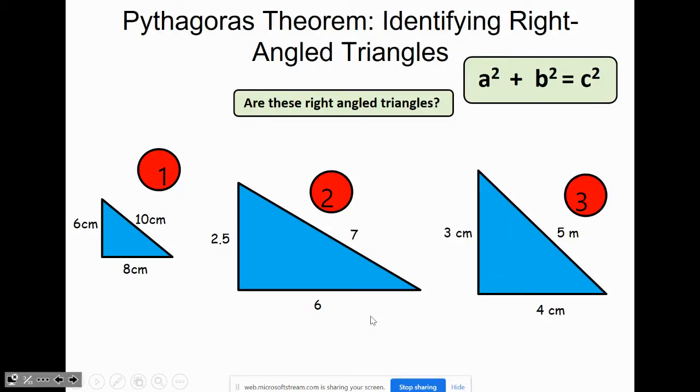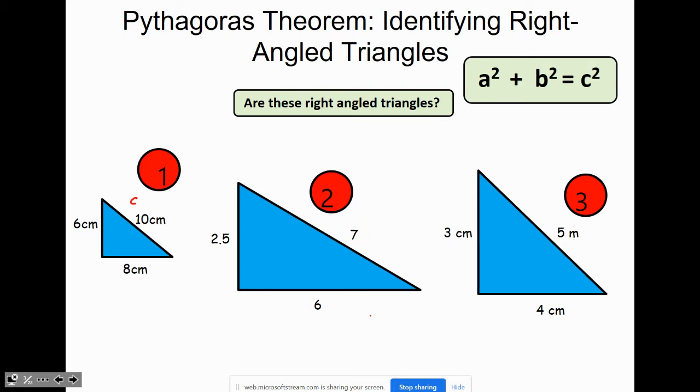So how do I identify a right-angled triangle using Pythagoras theorem? Well, if we have a right-angled triangle, then the rule for Pythagoras theorem will be true. So the first thing I'm going to do is identify if these are right-angled triangles, where the hypotenuse, or C, would be. We should recognize that the hypotenuse, or C, is always the longest side.